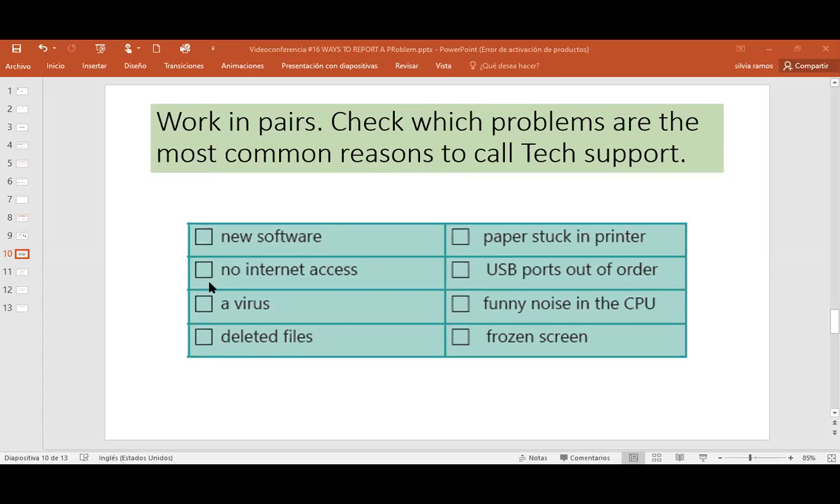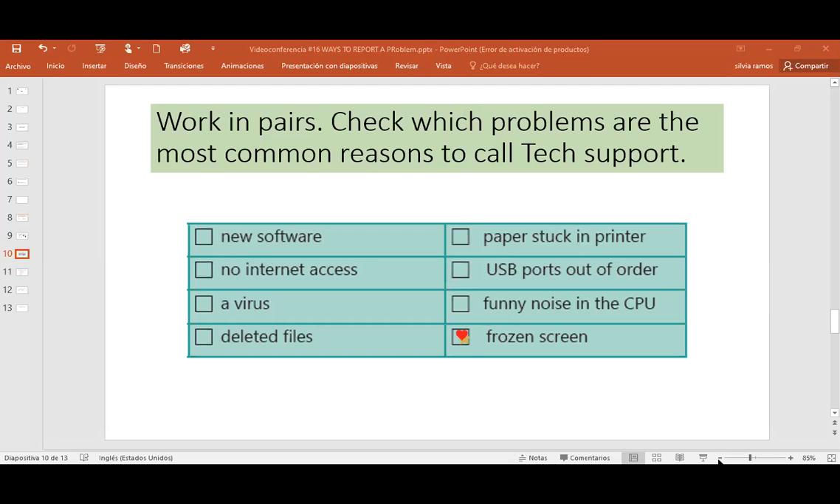New software, no internet access, a virus, deleted files, paper stuck in the printer, USB ports out of order, funny noise in the CPU, frozen screen, okay, that's one. We put frozen screen right here. Okay, very good. Frozen screen, very nice. Teacher. Yes?